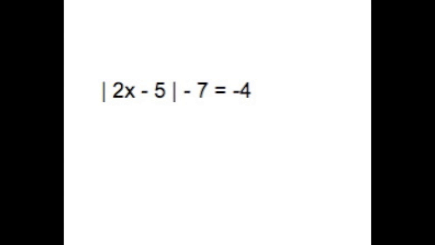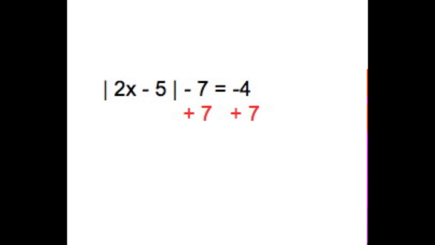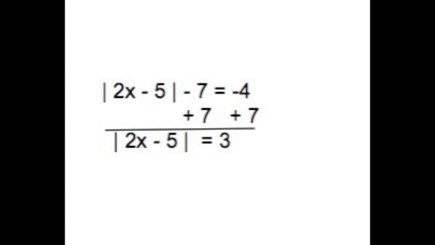Let's take a look at this equation. We have to be very careful with this equation. Because it's equal to -4, we may have a tendency to think that this is also no solution. We must take care of the -7 outside of the absolute value symbol though first. To do that, we can add 7 to both sides. Now we have the absolute value of 2x minus 5 equals 3. Now our absolute value expression equals a positive number, so we can solve this equation.